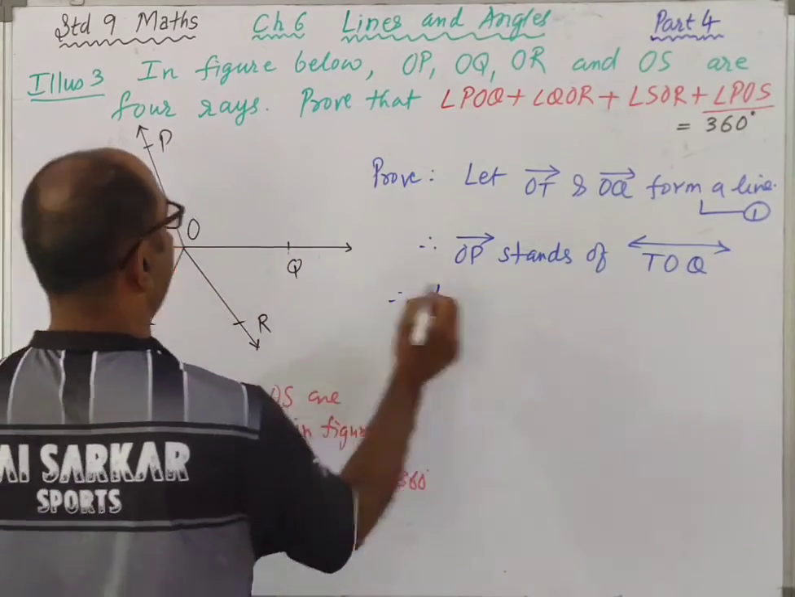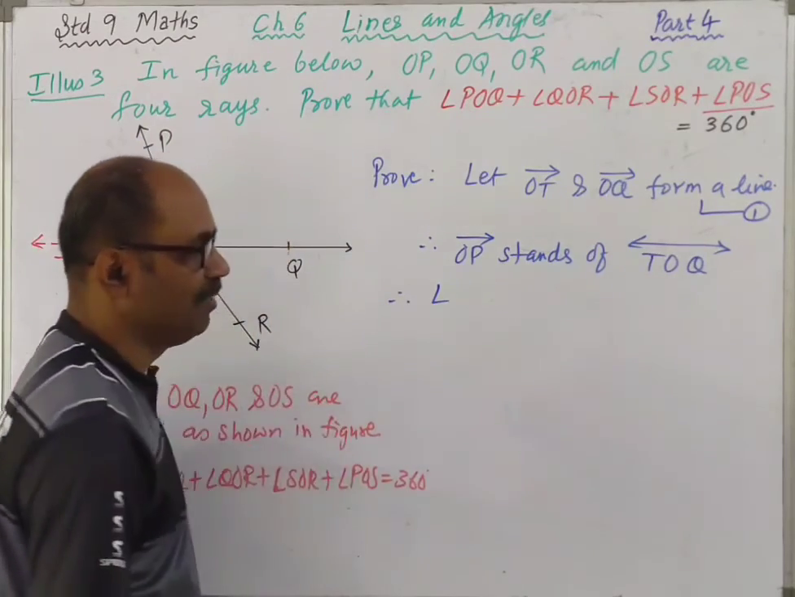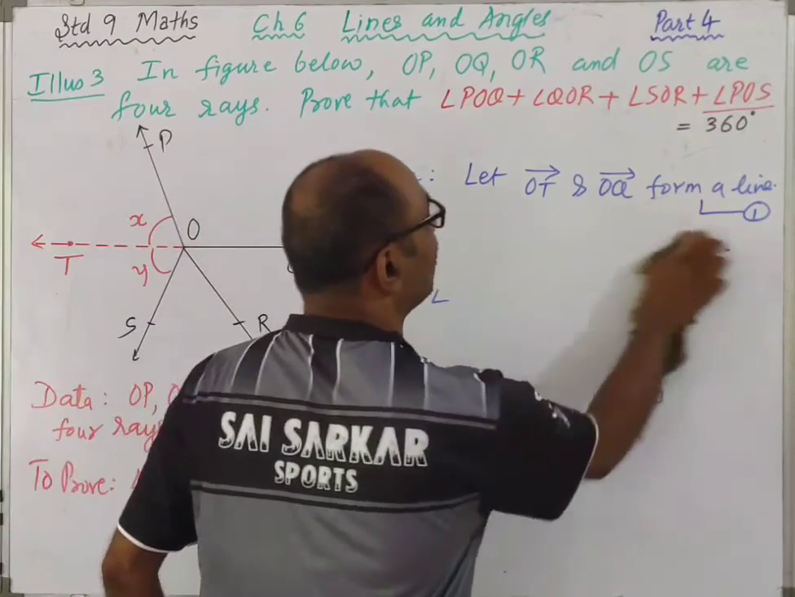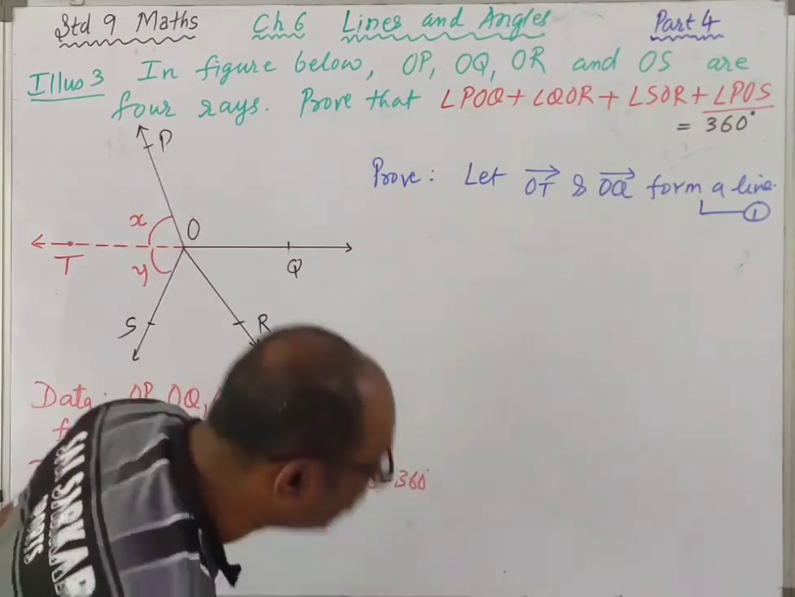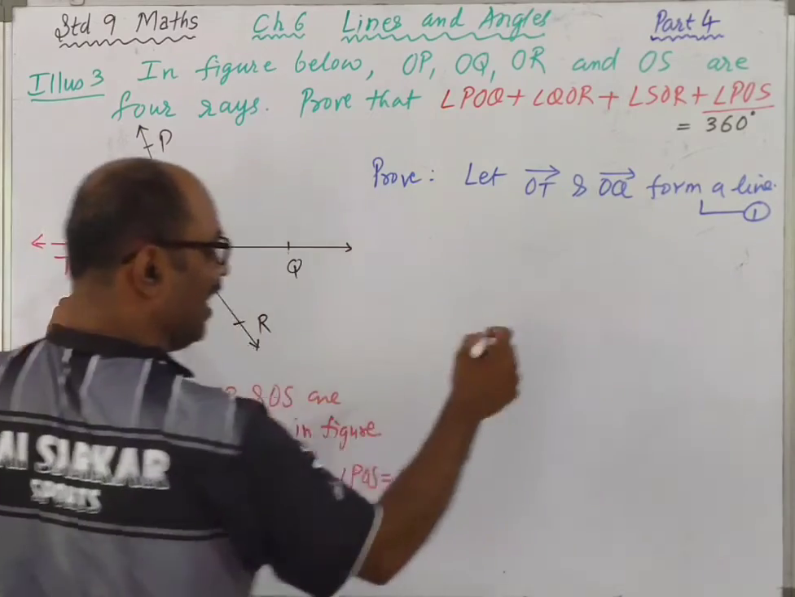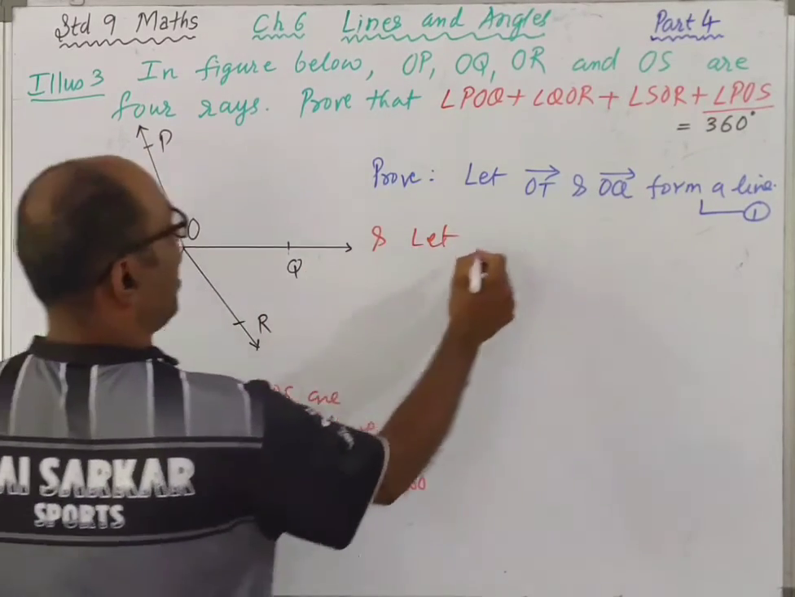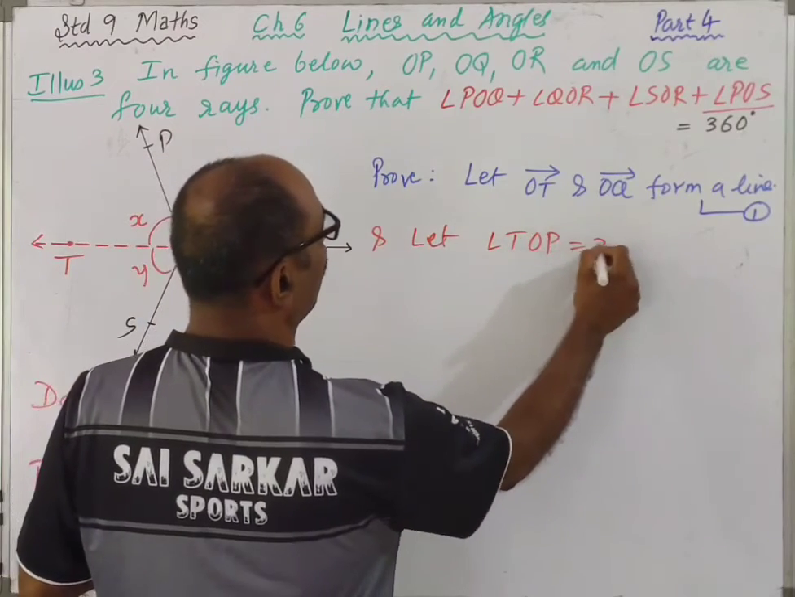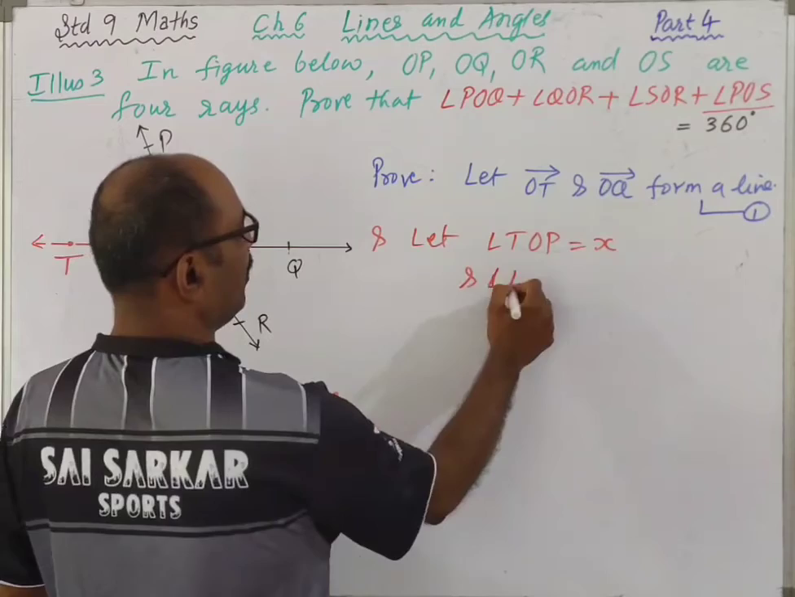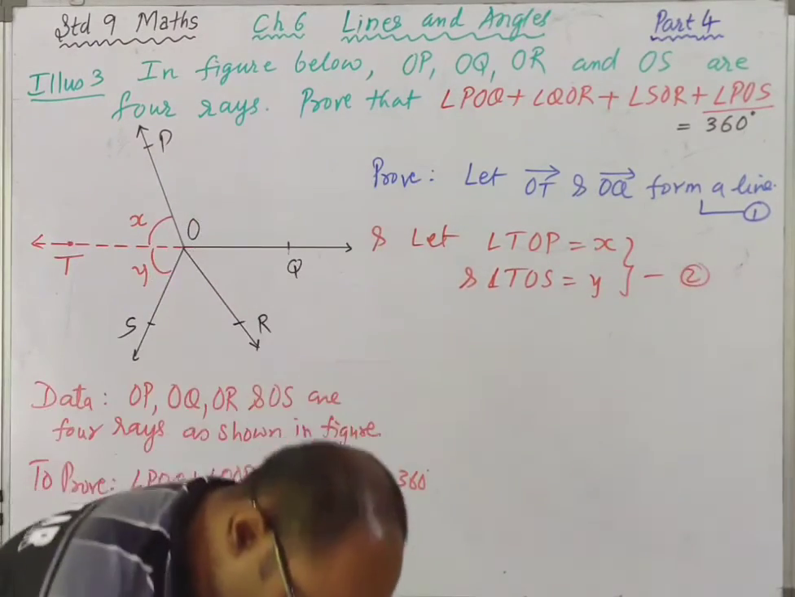Therefore, angle TOP. Children, did we miss something? I should not write this first. We missed X and Y. Okay, we took the opposite ray. Let angle TOP be equal to X and angle TOS be equal to Y, and call it result number 2.